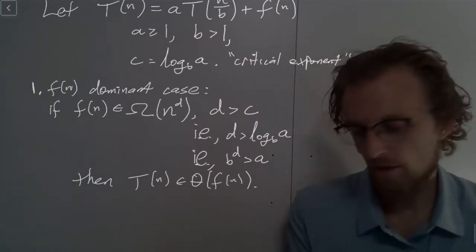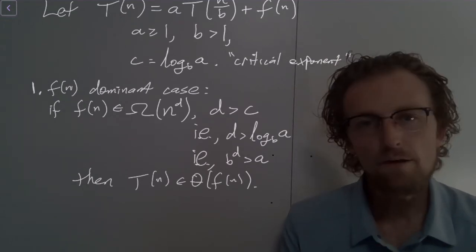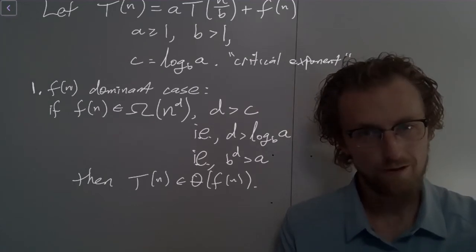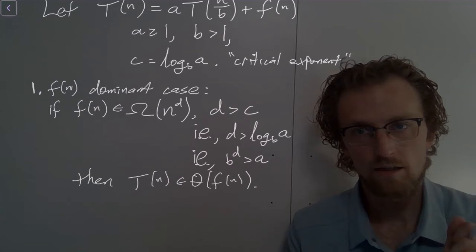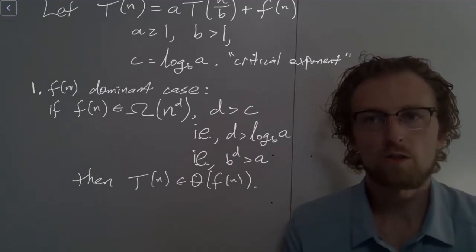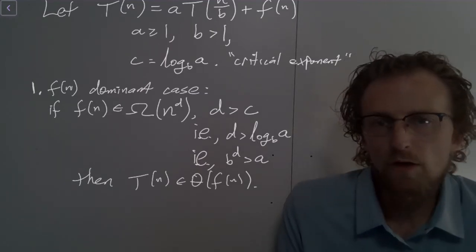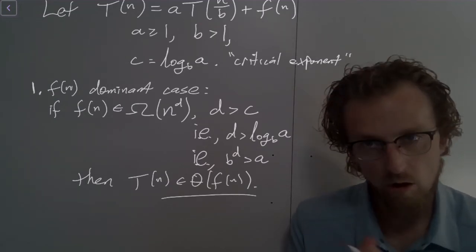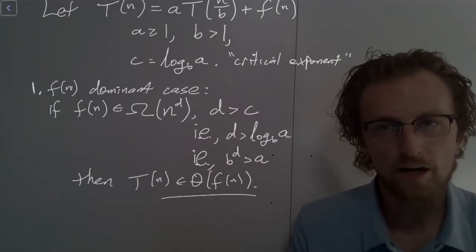Okay, so the very condensed version of this is saying that if f of n, the overhead term, grows faster than a polynomial with the critical exponent, n to the c, and faster in a strict sense, then our overall recurrence relation has the same complexity as the overhead. Then the overhead is all that matters. And that's what the conclusion here says: if the overhead is big enough, it runs the entire show.